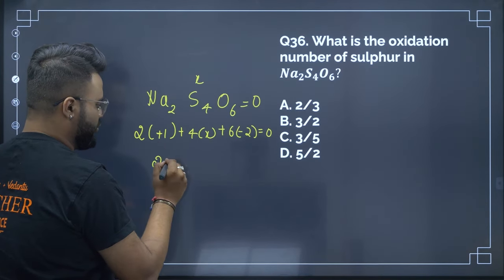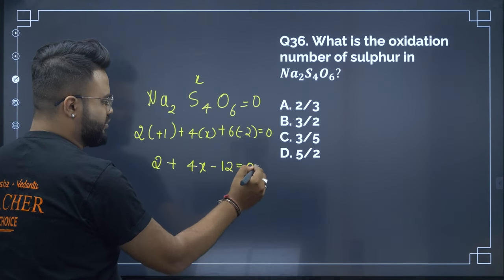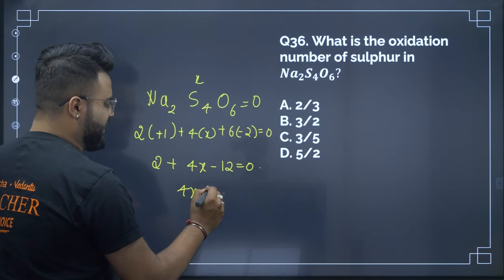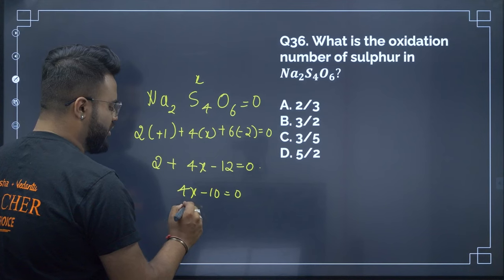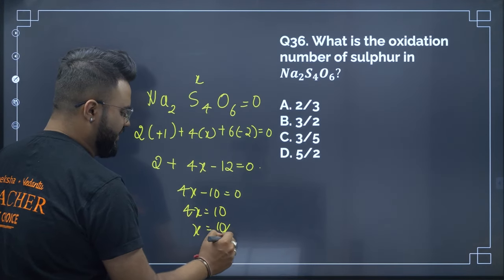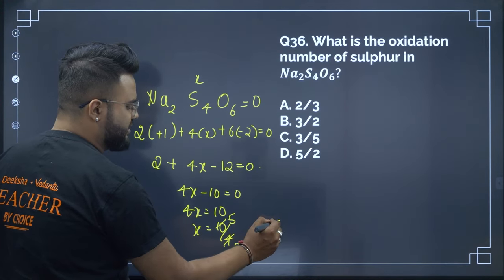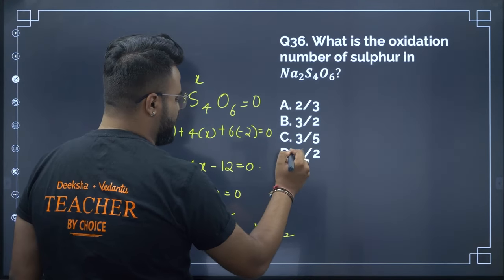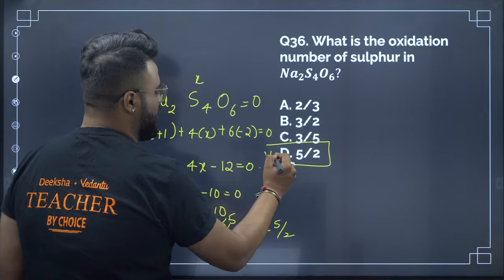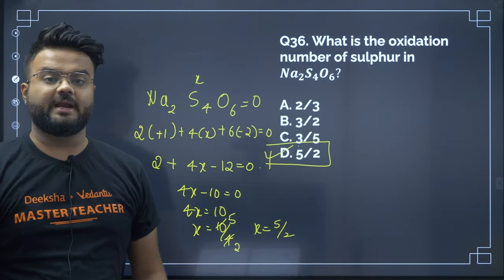2 ones are 2, plus 4X minus 12 is equal to 0. 4X minus 10 is equal to 0. 4X is equal to 10. Therefore, X is equal to 10 divided by 4. 2 2s are 4, 2 5s are 10. Therefore, X is equal to 5 by 2. Therefore, option D will be your correct answer.